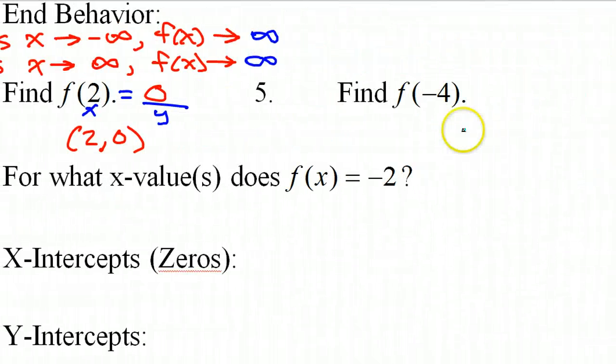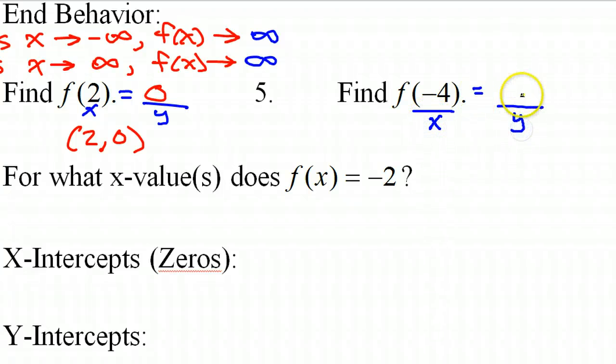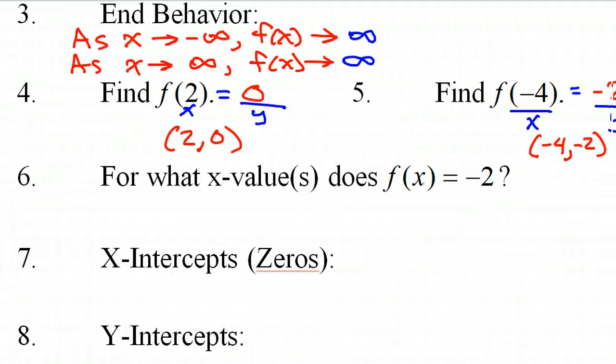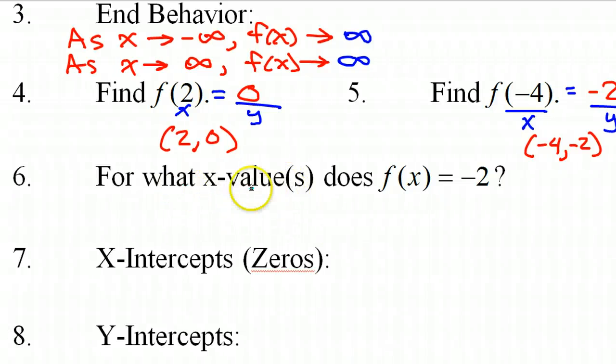So looking back at this, remember, this is our x value, and that means they must be asking us for a y value. And we just found out that at an x value of negative 4, the y value was negative 2. Or you could write that as an ordered pair, negative 4 comma negative 2.